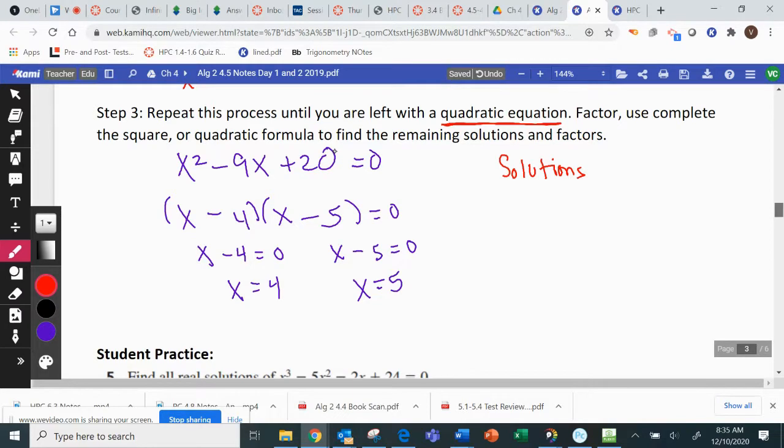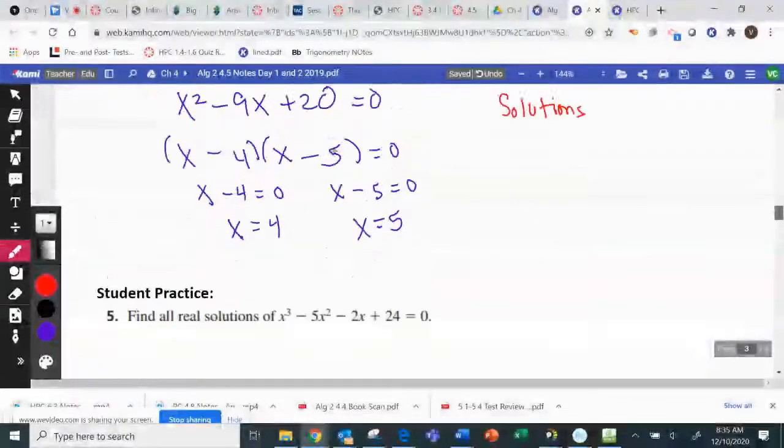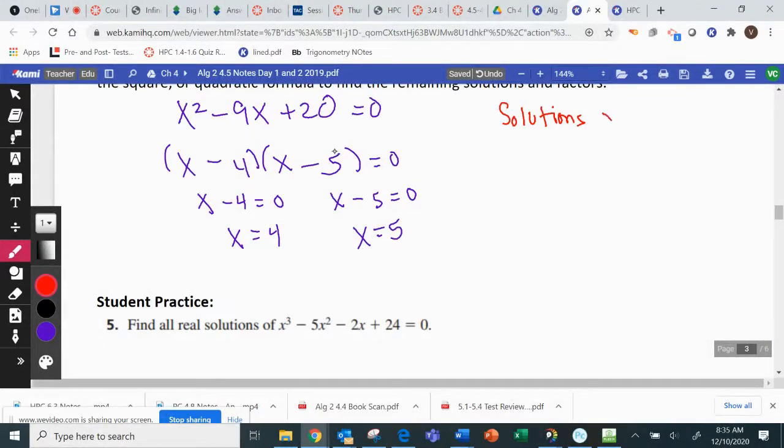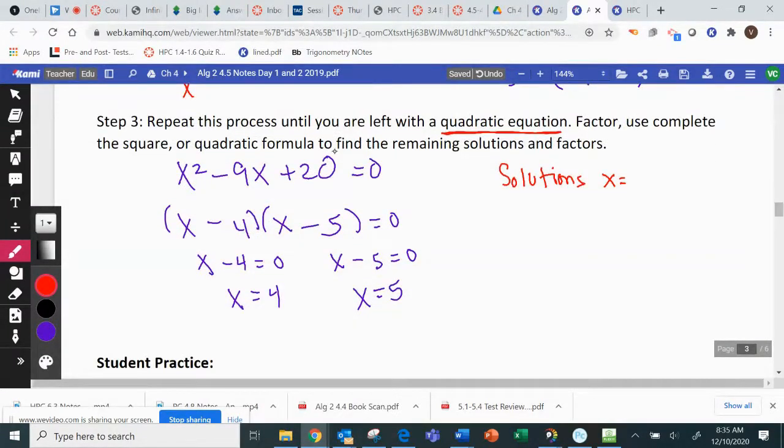Did it ask for solutions or zeros? What did it ask for at the top? Solutions, okay. So all of our solutions were, the first one was -1, and then we got 4, and then we got 5. I'm going to put those in order, least to greatest.